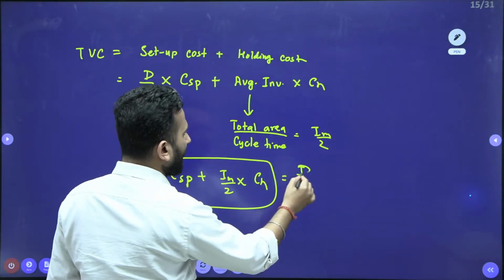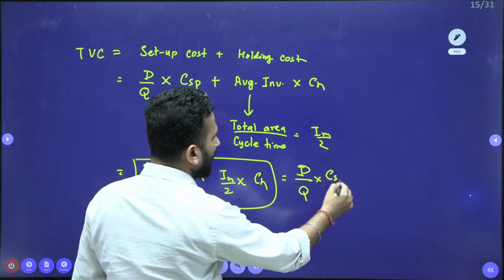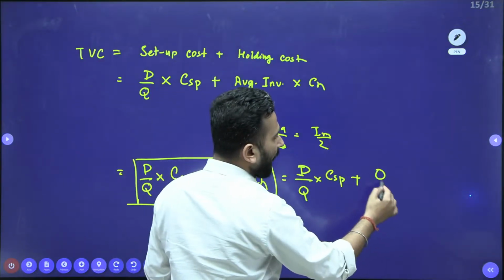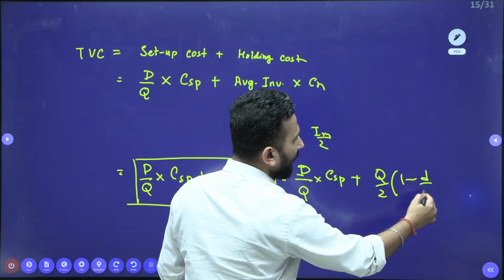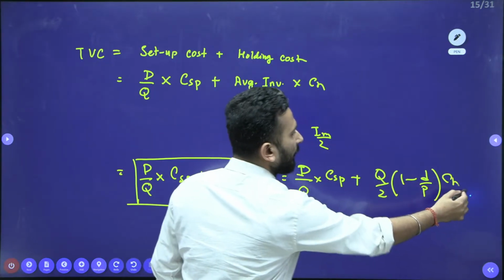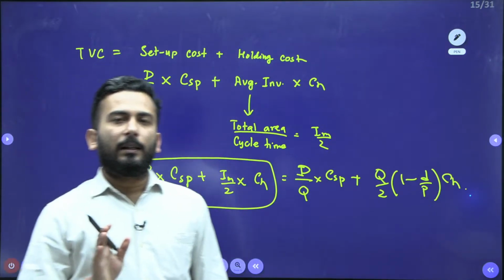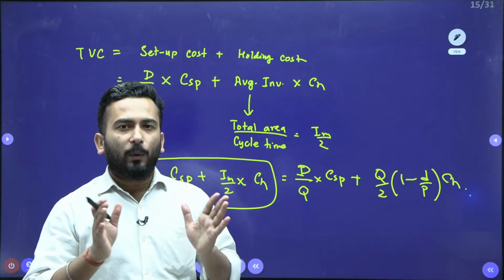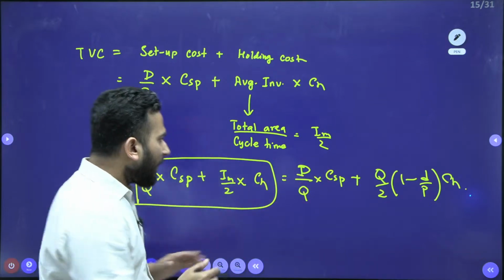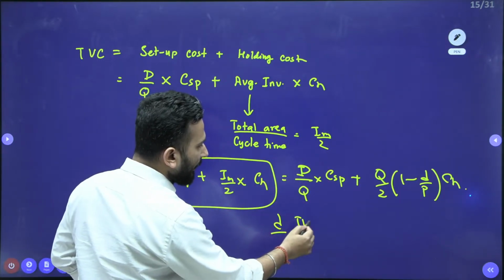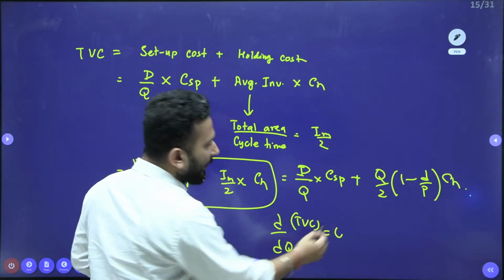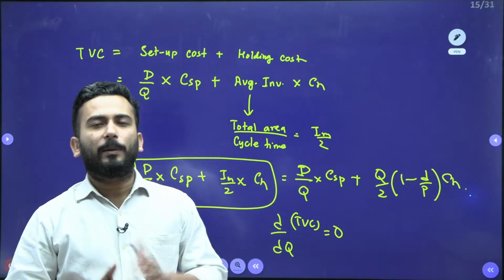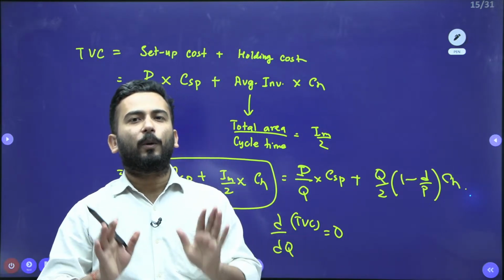So can I write this thing as D by Q into CSP plus, in place of this Im, Q by 2 into (1 minus D by P) into CH? Why have I done this? Because initially there were two variables, Q and Im, and now I have converted Im into Q. Now, my dear friends, if you differentiate this entire TVC with respect to Q and put it equal to 0, you will get the expression that you always memorize.